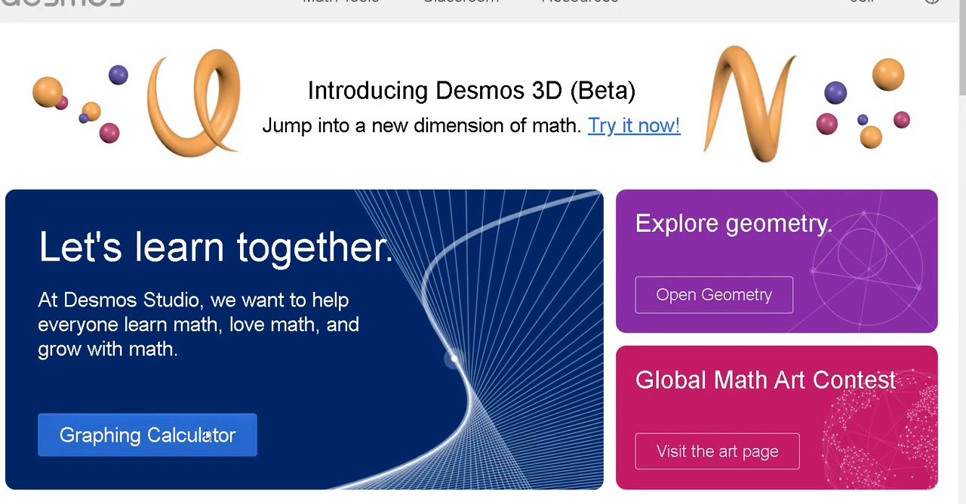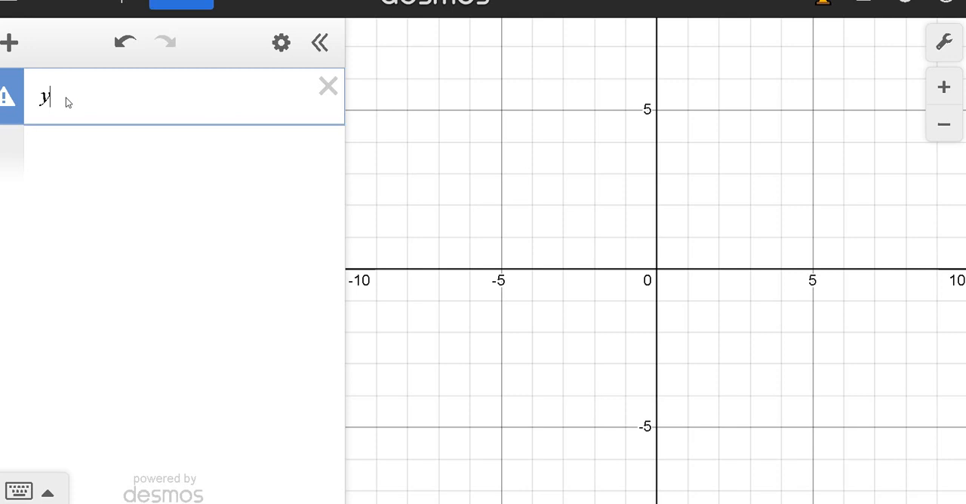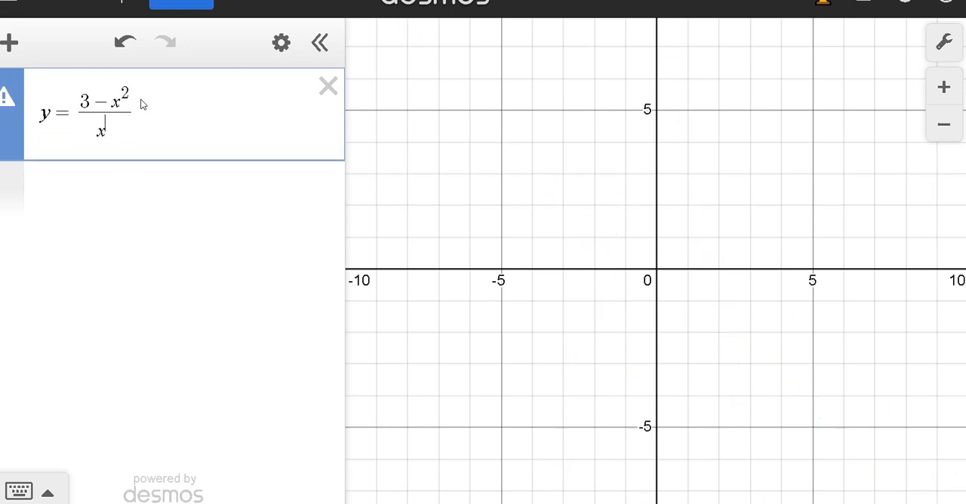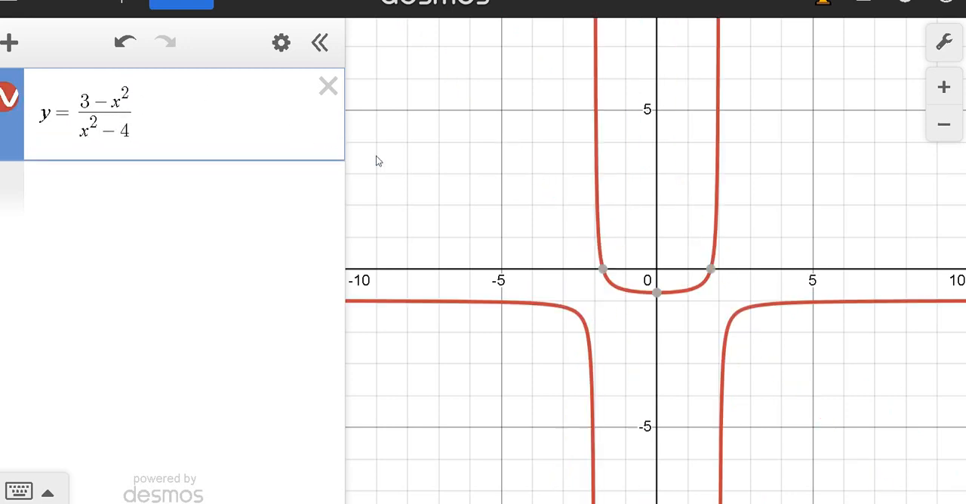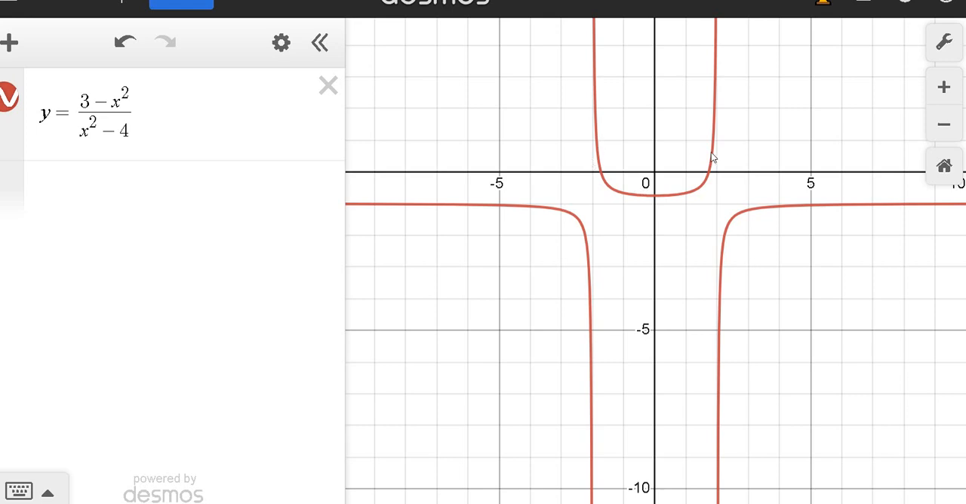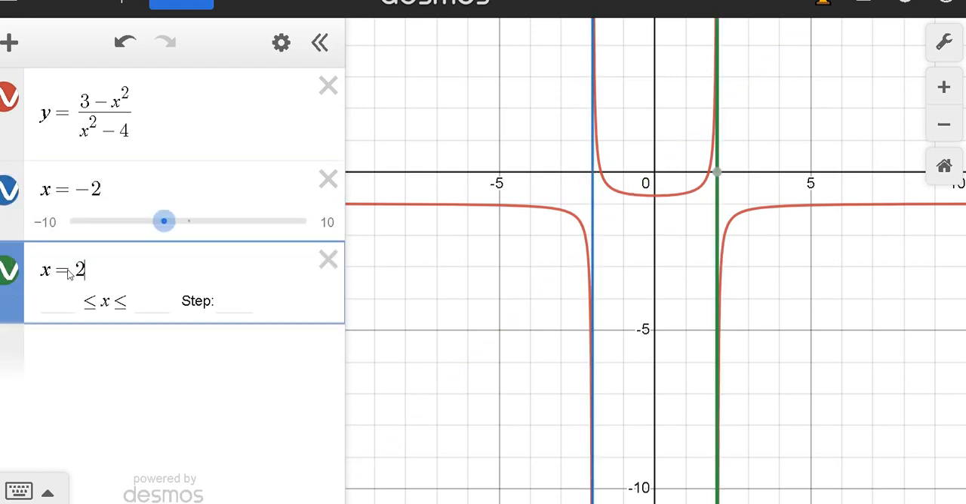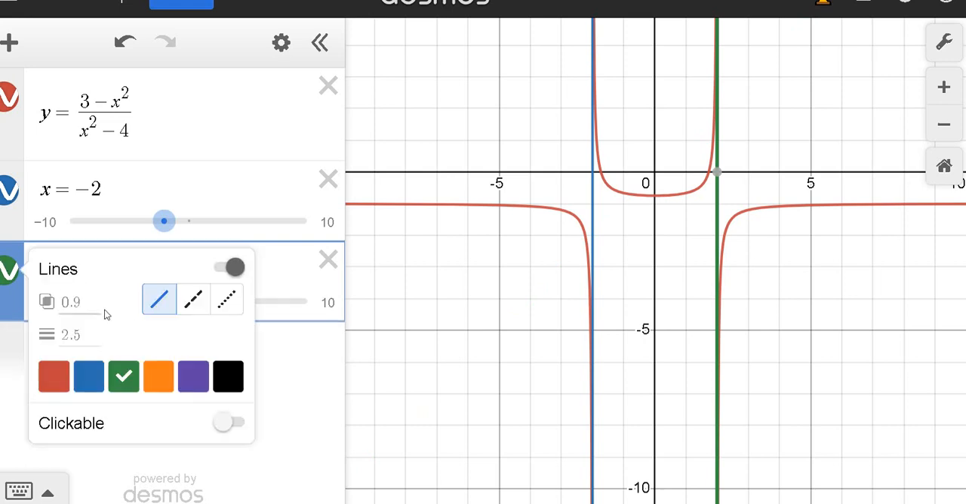Y equals 3 minus x squared divided by x squared minus 4. You can kind of see that, yeah, at 2 and negative 2 that there's problems, right? And the graph kind of has this weird spike. It's called a vertical asymptote. Yeah, it's kind of cool. Let's see, we do x equals negative 2 and x equals 2. So put a couple dotted lines up here.